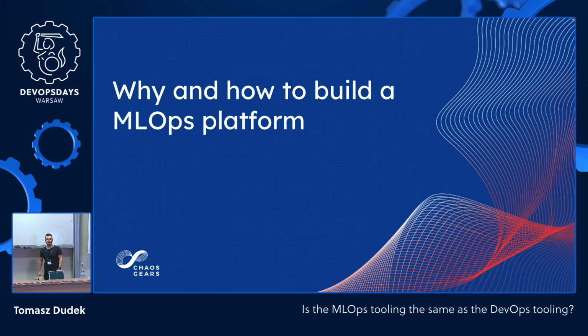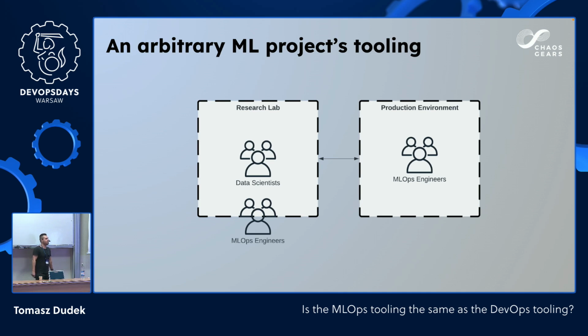So let's move to the second phase, why and how to build a MLOps platform. So an arbitrary machine learning project looks as follows. We've got two areas, a research lab and a production environment. And those are not silos. I mean, the same team operates in both sides, but each area produces a different result, let's say. Research lab is where the models are produced, trained, the data is processed there, and so on.